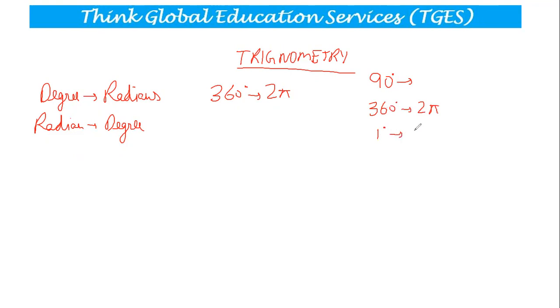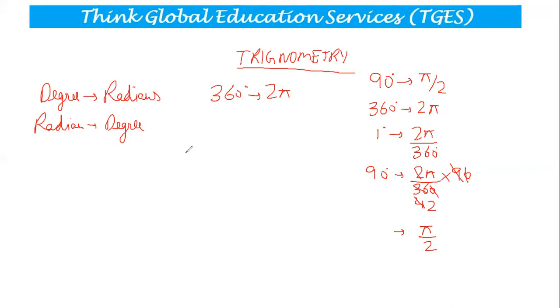So 1 degree will come out to be 2 pi over 360, and hence 90 degrees will be equal to 2 pi over 360 multiplied with 90. So when you solve it, 0 goes with 0, 9 goes with 36 4 times, 2 goes 2 times with 4. So eventually I'll get this as pi by 2. So I know that 90 degree is actually equivalent to pi by 2. So I converted 90 degrees into radians, that's pi by 2.